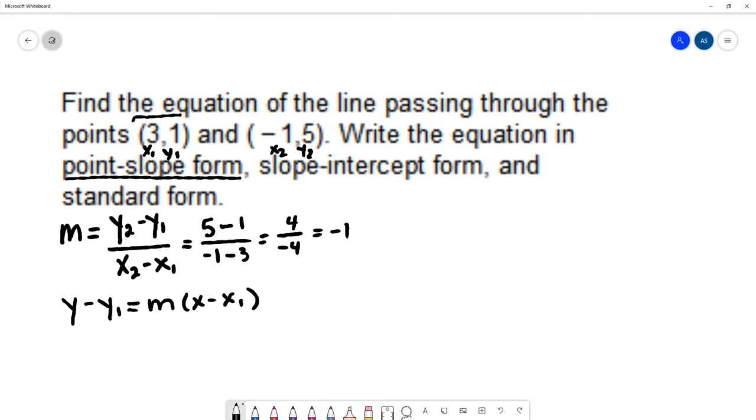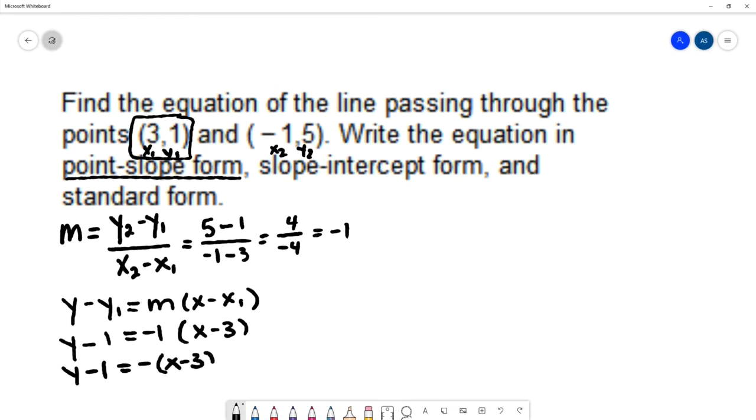So we have our same x1, y1 that we used, and the slope that we just calculated. So that's y minus y1, that's 1, equals negative 1 times x minus x1, which is 3. So we have y minus 1 equals negative (x minus 3). This is our point-slope form.